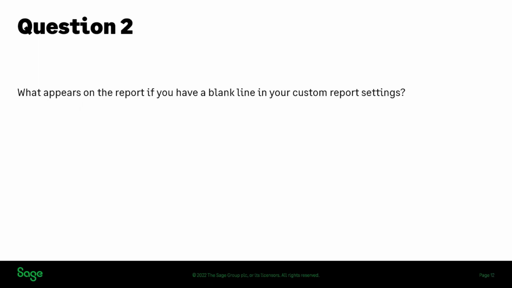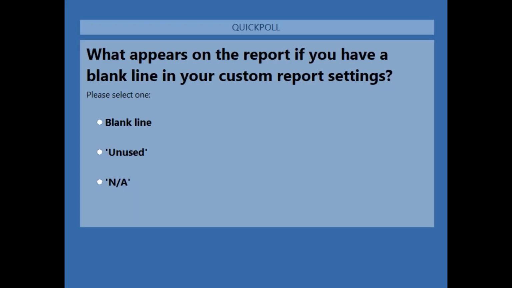So what appears on the report if you have a blank line in your custom report settings? So let's bring up this one and we'll launch that once more. Remember, we have a minute. Do you get just a blank line on your report? Do you have unused? Or do you have N/A for not applicable? Those are the 3 options. One of them is correct, 2 of them are not. And again, we're going to leave this on for about a minute as well.